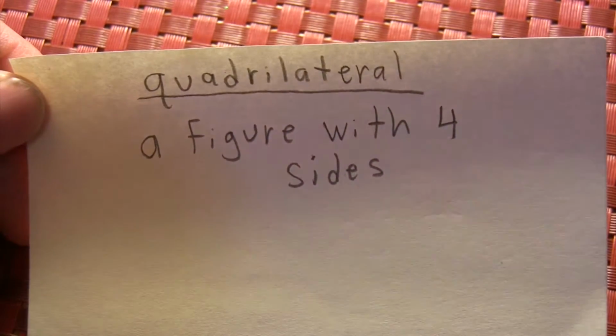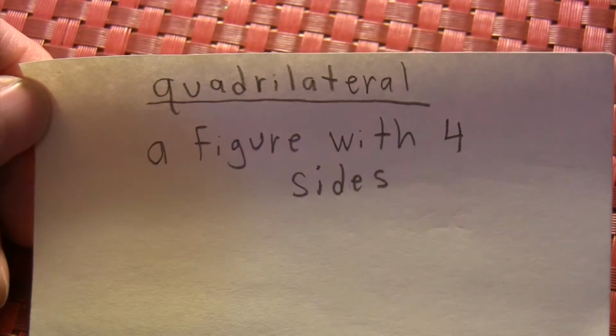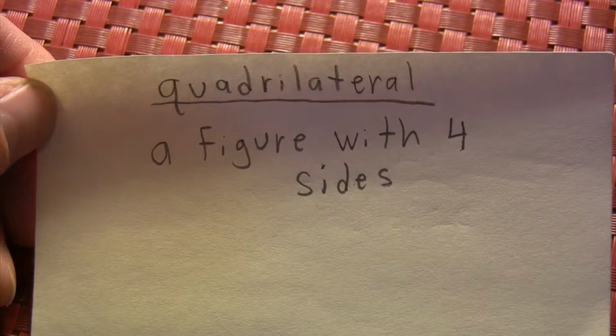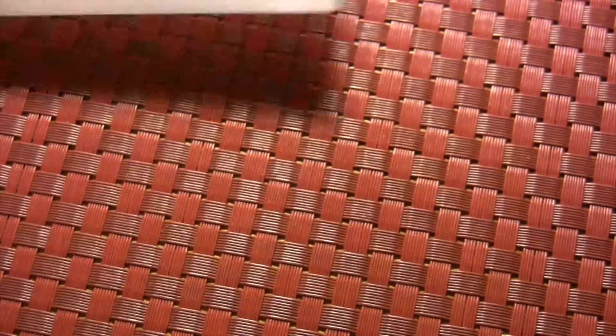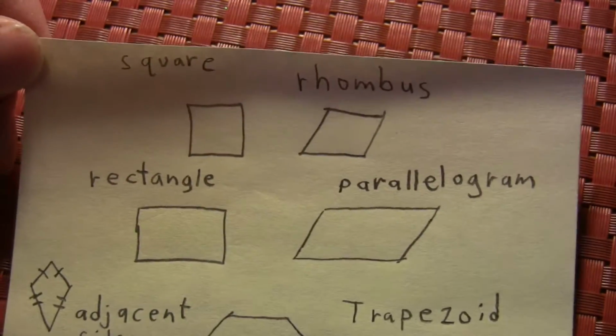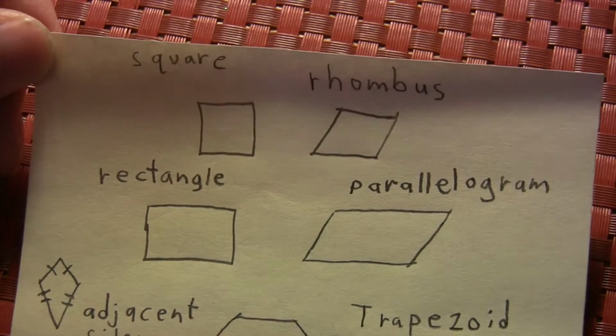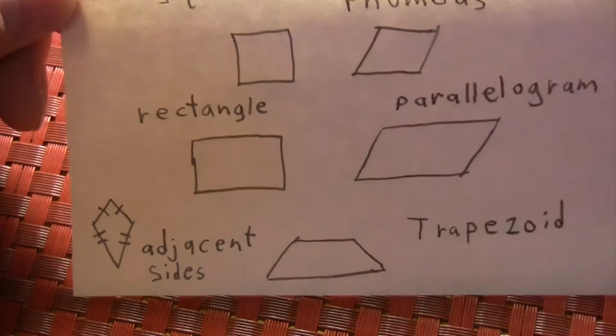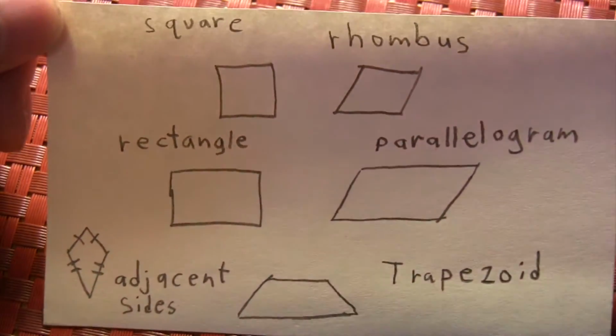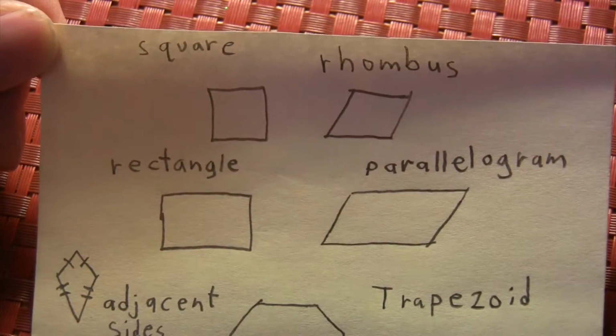Quadrilateral is another term that we need to know for this test. A quadrilateral is simply any four-sided figure. Quadrilaterals include the following: a square, a rhombus, a rectangle, a parallelogram, a kite, and a trapezoid are all examples of quadrilaterals.